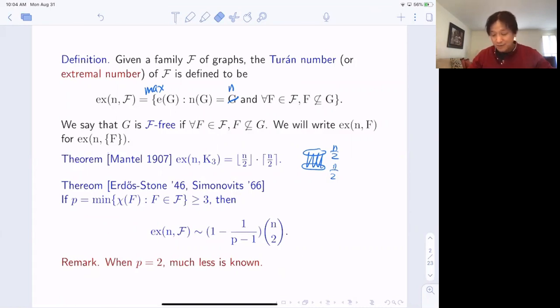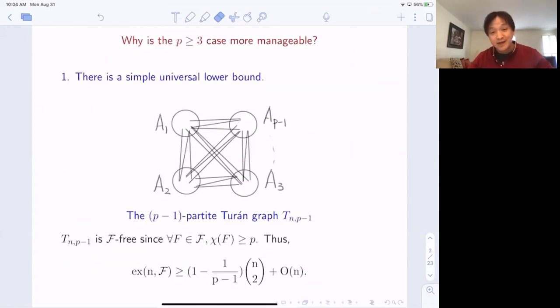Okay, so I would like to give some philosophical view of why the p at least 3 case is more manageable. Even though what I'm going to talk about in the next few minutes is probably familiar to everyone, I still want to put some kind of philosophical perspective on it. One reason the non-bipartite case is more manageable is that there's a very simple universal lower bound.